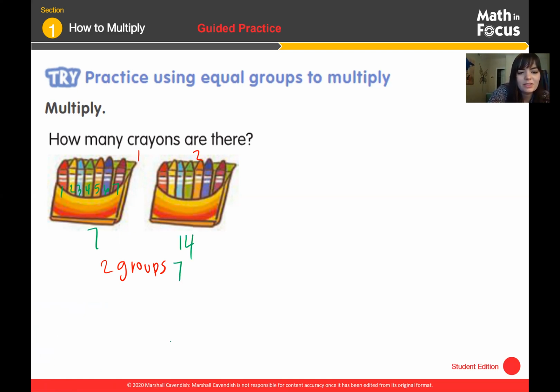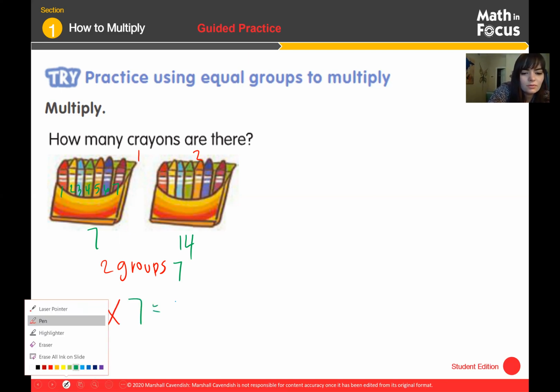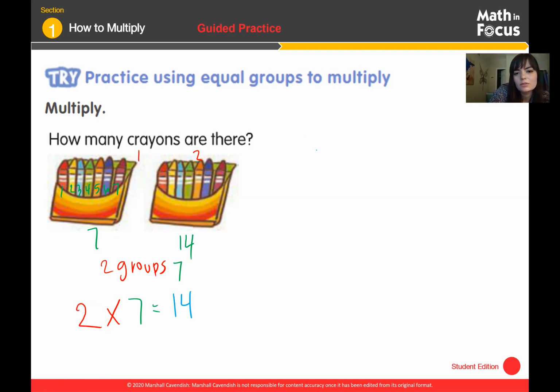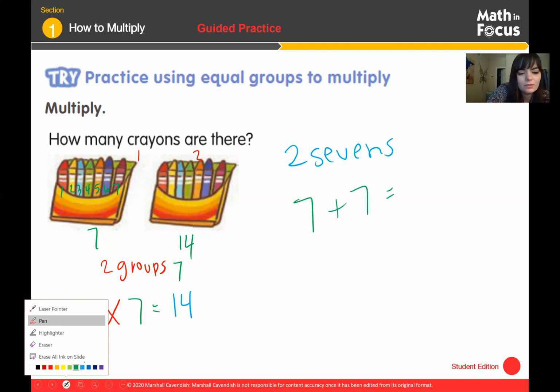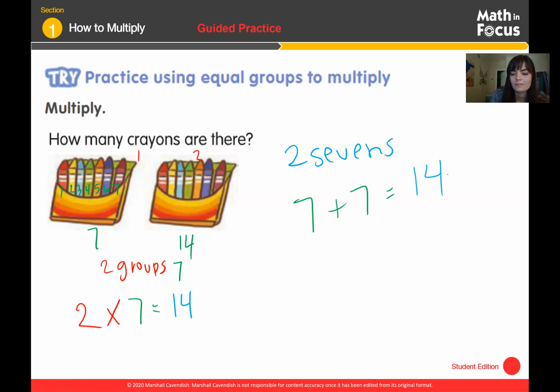2 groups of 7. So that is 2 times 7 equals 14. 2 7s. Right? If I do my repeated addition like we've been doing, 7 plus 7, I'm going to get 14. All right.